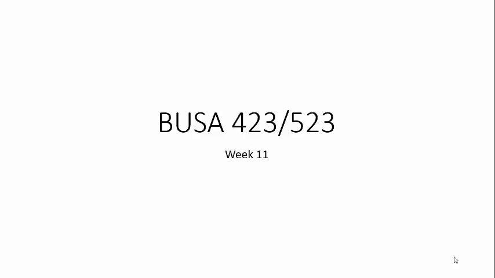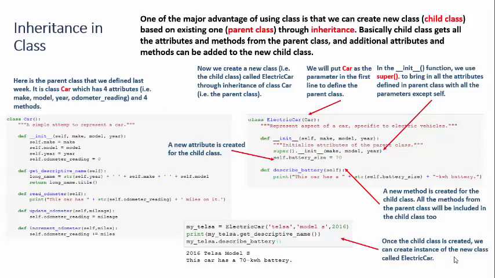This is week 11. Last week we introduced class. Now we're going to introduce more about the features of class such that it makes our life easier in programming. One of the very important features in class is inheritance. Inheritance is one of the key functions in class that actually makes a lot of the programming work much easier. Here's the detail.